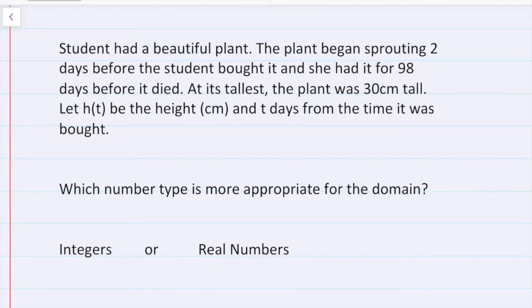Guys, we got ourselves a nice little word problem for you. I know you hate it. However, I like it because it doesn't take a lot of math here. Let's read the problem together.